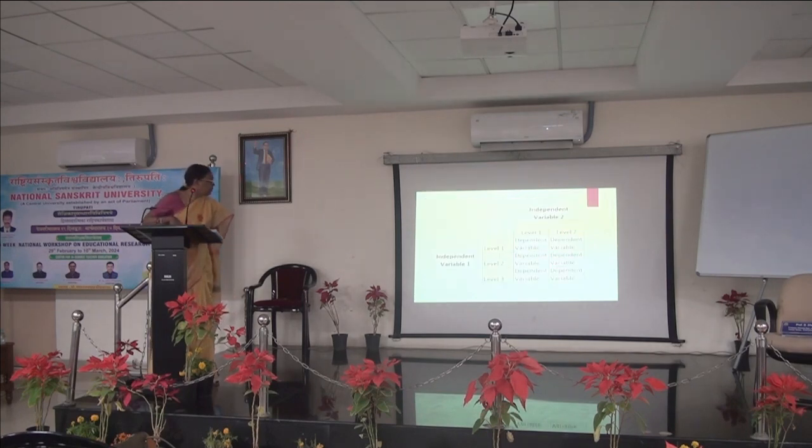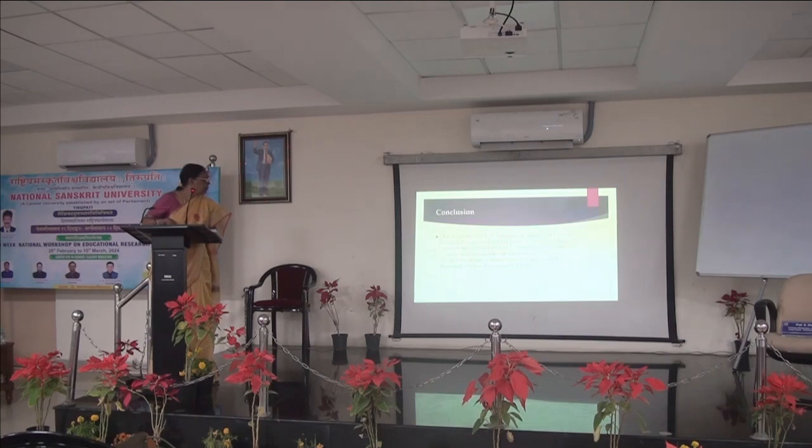Basic types of factorial design. The basic model I will explain. The basic types of factorial design include the 2 into 2 factorial design. It can be 2 into 3, 3 into 3 also. It involves 2 independent variables, each with 2 levels, to investigate the effects of 2 factors on behavior or outcome. 3 into 3 factorial design involves 3 independent variables, each with 3 levels.